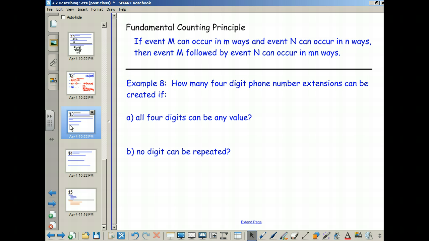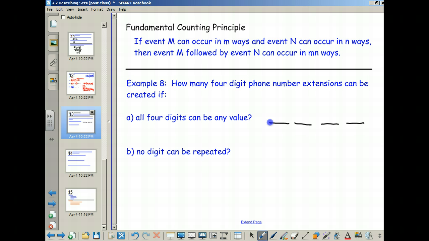So here is example 8. How many 4-digit phone number extensions can be created if? So there's 4 items. So I don't just have M followed by N. I have M, N, Q, and R, or whatever. I've got 4 different things I've got to pick. All right? And I like to write out placeholders for those 4 different items, no matter what they are that I'm picking.